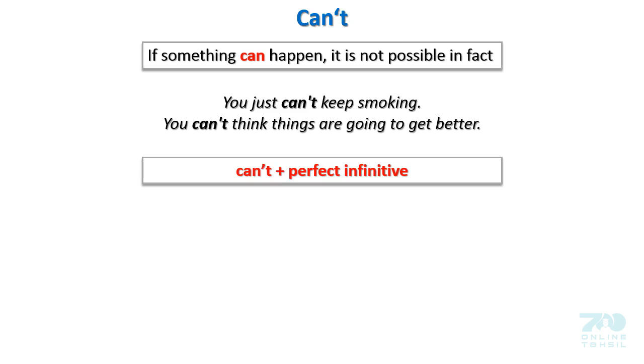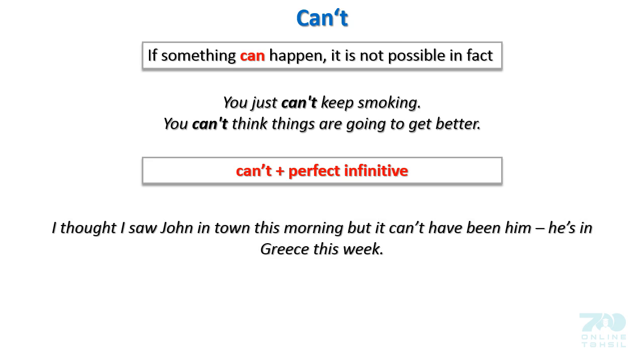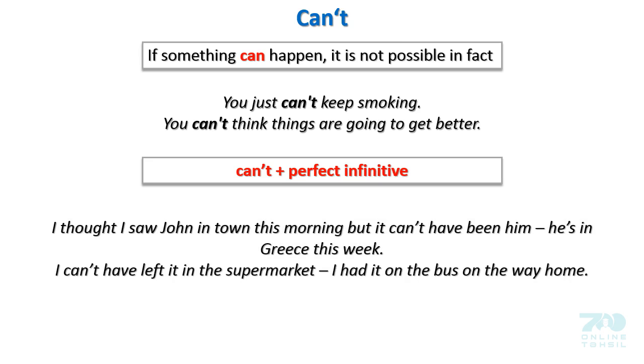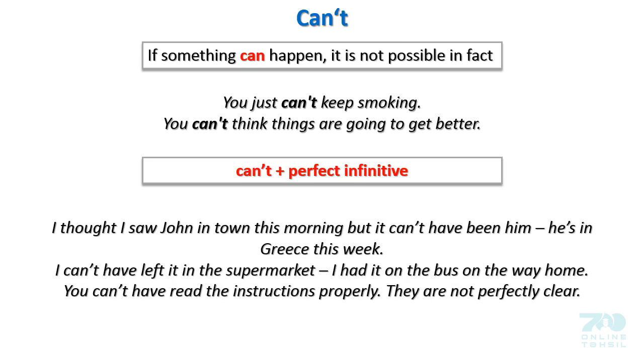3. Can't plus perfect infinitive. We use can't plus perfect infinitive when we feel sure something didn't happen in the past or we show our amazement. I thought I saw John in town this morning, but it can't have been him. He is in Greece this week. I can't have left it in the supermarket. I had it on the bus, on the way home. You can't have read the instruction properly. They are not perfectly clear.